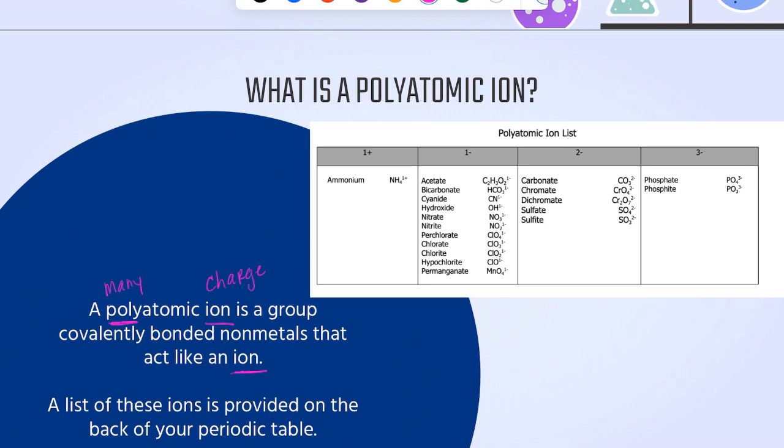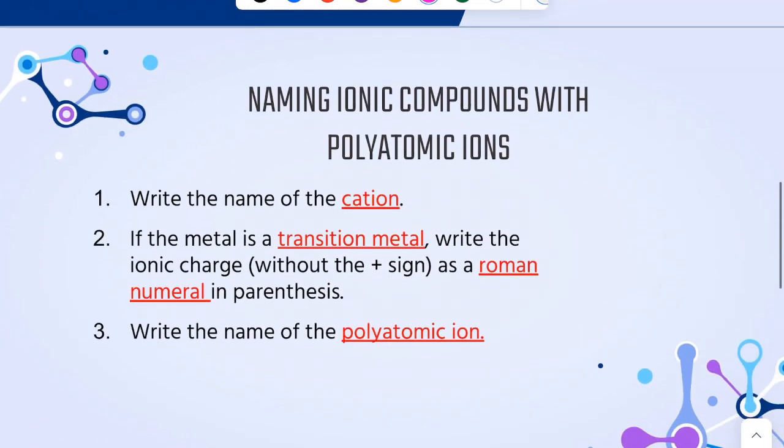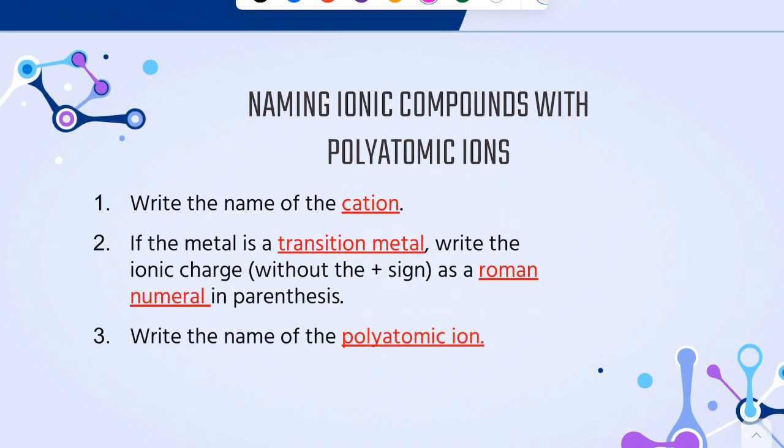So let's just get into how we do this. First, we're going to name a compound today. In order to name an ionic compound with a polyatomic ion, it's going to sound very familiar to what we did in our notes the last class.